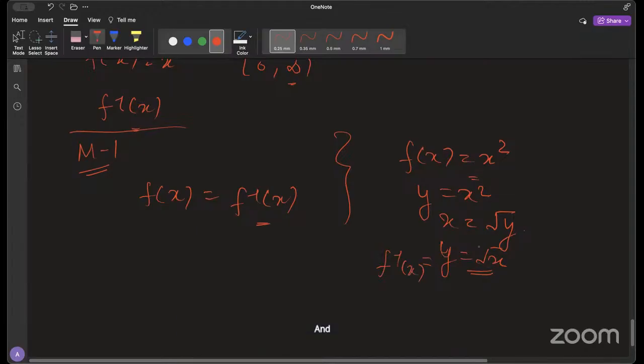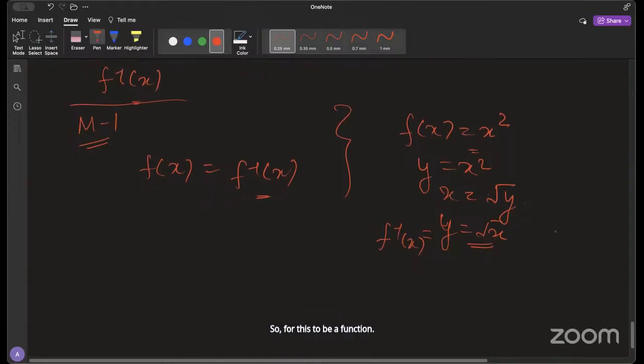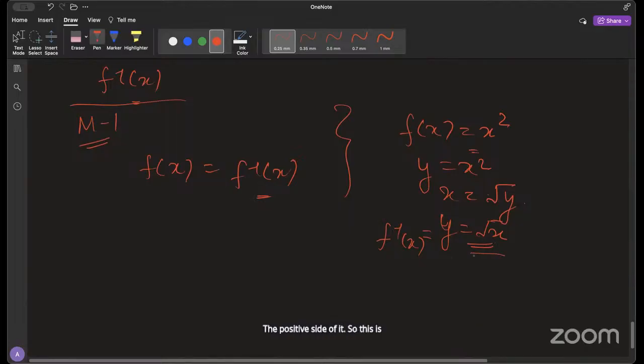And why we're not putting a plus minus sign here is because if you have a plus minus sign, then it's no more a function. So for this to be a function, and for every value in the domain to have a unique value in the codomain, we would just take the positive side of it. So this is your f inverse of x. Then we'll just equate these two, x square and root x, and to make it easier, we'll square on both sides. This is what we get.